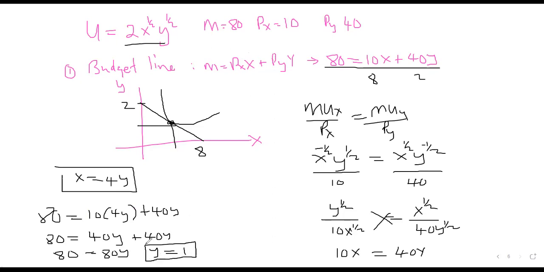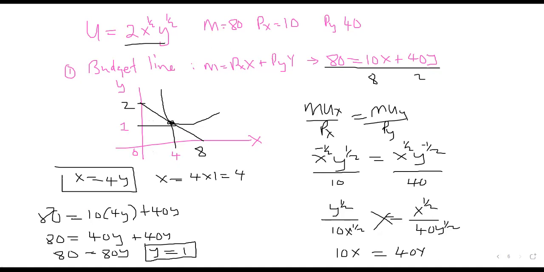So how do you find the x? Substitute it in here. Our x is equal to 4 times 1, which will give us a 4. So this is where we get the values that maximize. So of y, it is 1. Of x, it is 4. So this carries 10 marks, the optimum bundle. This does not miss.